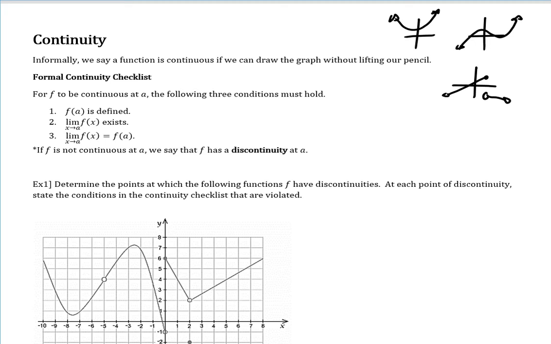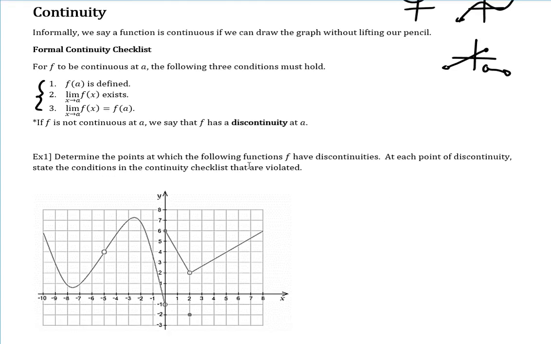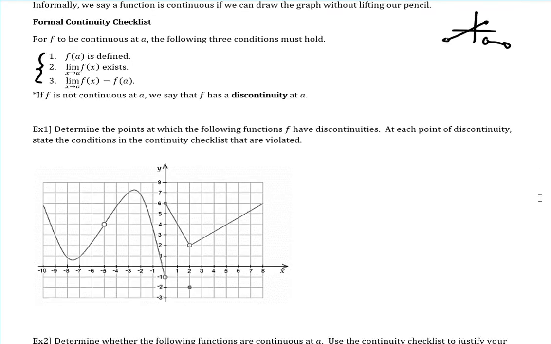Well, formally, we can define continuity at a point by these three rules, or these three conditions, that need to hold. So all we have to do is make sure that f of a is defined. We have to make sure that the limit exists. And then we also have to make sure that the limit is equal to the function at that value. If it is not continuous at a, we say that f has a discontinuity at a.